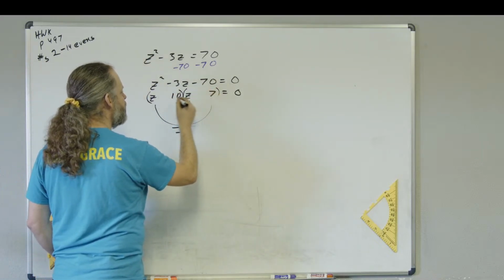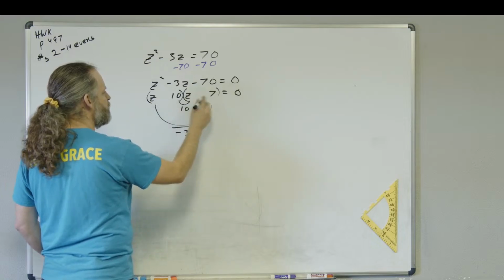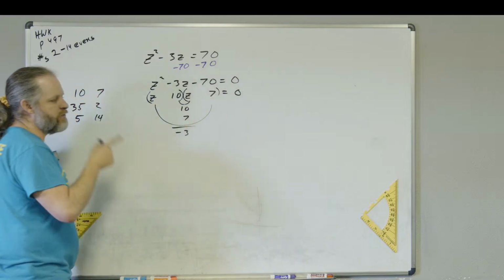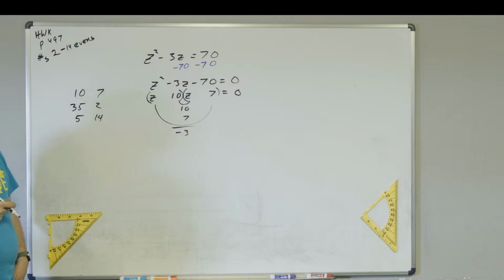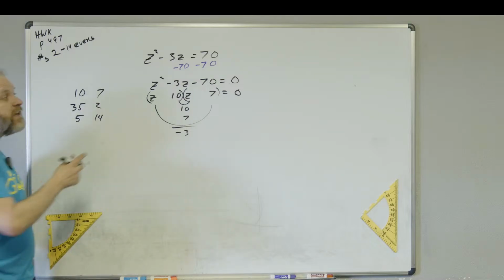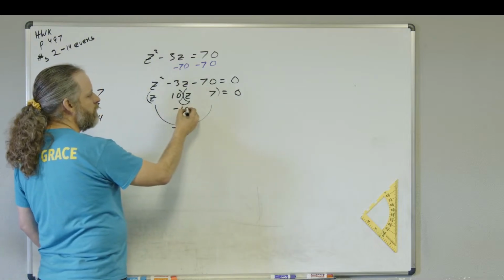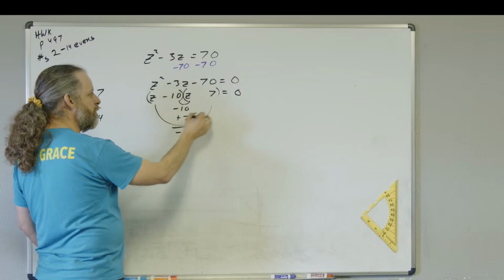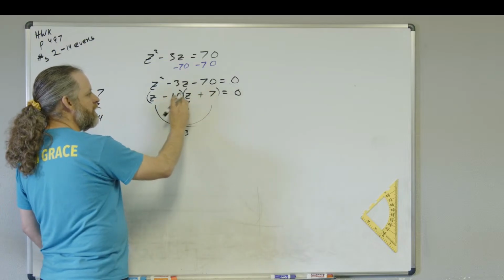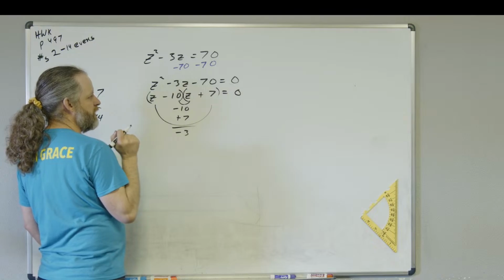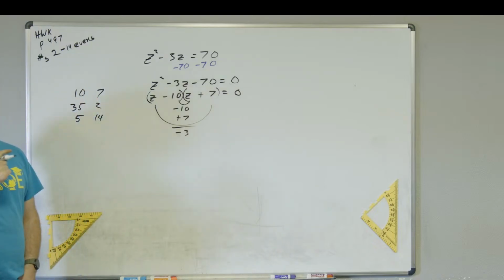10 and 7. 10 times 1 is 10. 1 times 7 is 7. Can we add or subtract those to get a negative 3? The 7 negative would give us a positive 3, so the 10's got to be negative and the 7 positive. Put the negative, the nose follows the mouth, and put the plus. Negative times positive is negative. That still checks out. Now it is completely factored and equal to 0.